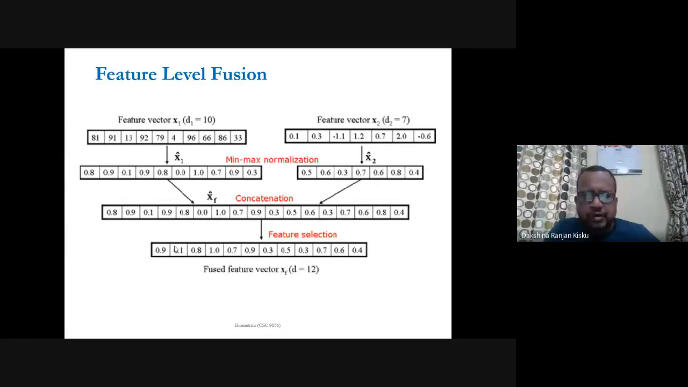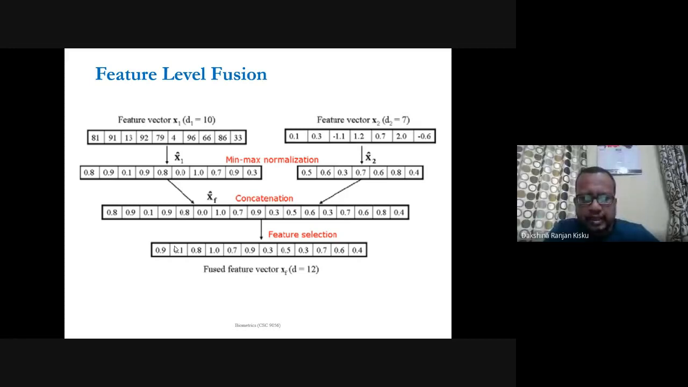Okay, so let's have an example on feature level fusion. Here we can see that there are two feature sets, feature vector x1 and feature vector x2. Feature vector x1 contains the elements in terms of matching scores, and feature vector x2 has the scores in terms of probabilities. These two feature vectors are incompatible for fusion. To make them compatible, we need to normalize their scores, so that we get their scores within a certain range. We can apply different normalization techniques, one such technique is min-max normalization. After getting the normalized scores, we go for feature level fusion.